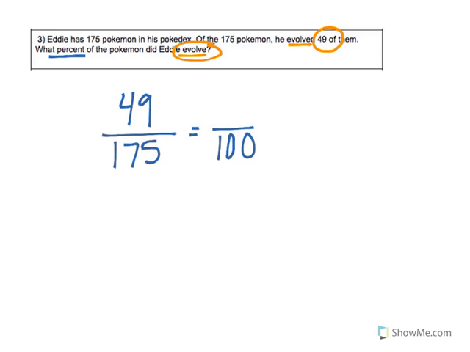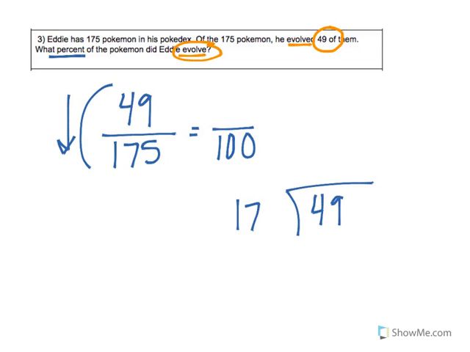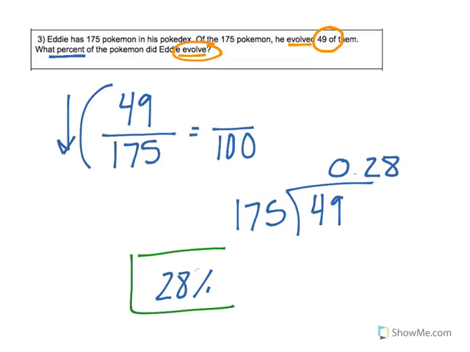If I read this ratio right here from top to bottom, I would say 49 divided by 175. I saw as a common mistake that some people switch this and put 175 divided by 49, so be careful of that. When you complete this, and again you could do it in your calculator, you have 0.28, which, going back to the problem, is asking for a percent, so I need to convert that into a percent, which is 28%. So it looks like Eddie evolved 28% of his Pokemon.